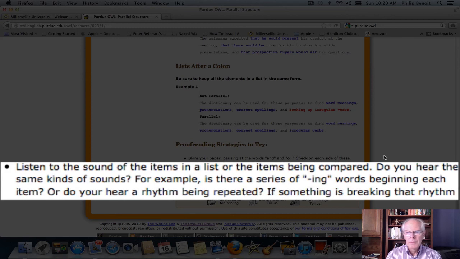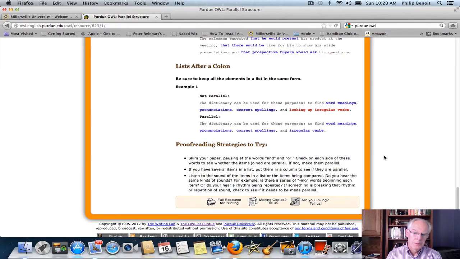And that's kind of the crux of the matter here, really. If it doesn't sound the same, it's very distracting. Is there a series of "-ing" words beginning each item? Or do you hear a rhythm being repeated? If something is breaking that rhythm, or the repetition of sound, check to see if it needs to be made parallel.